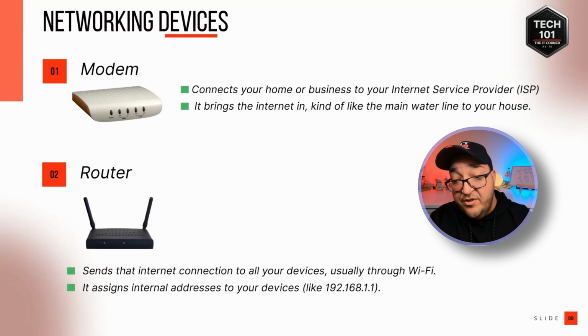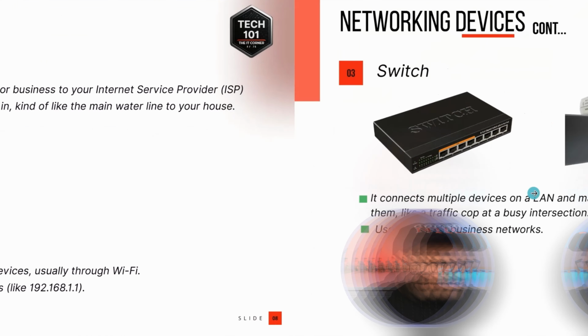Next, we've got the router. If the modem brings the internet in, the router pushes it out, sending that connection to all your devices, usually through Wi-Fi, right? It also assigns each device an internal address, like a digital name tag, something like 192.168.1.1. So think about it: no router, no Wi-Fi, no fun.